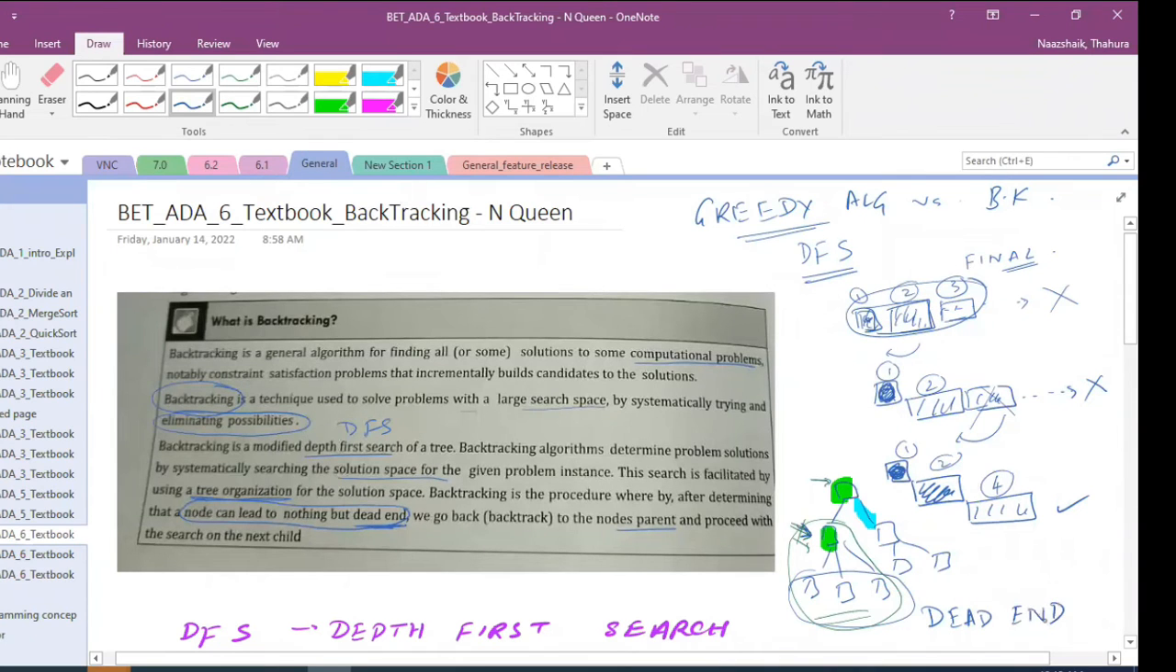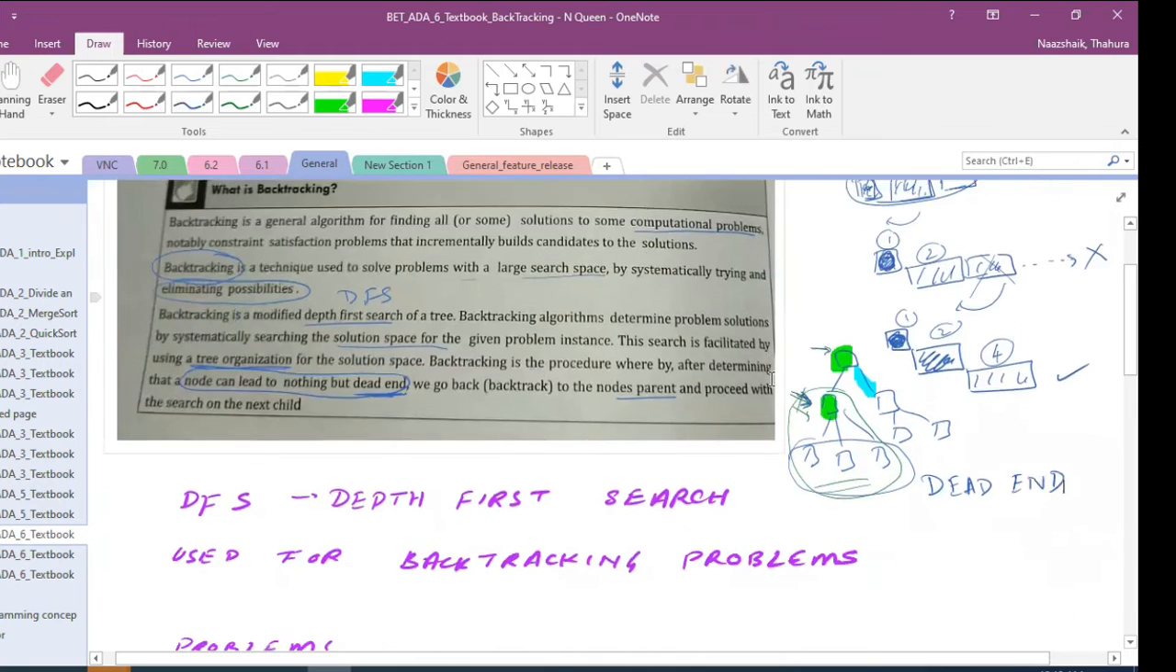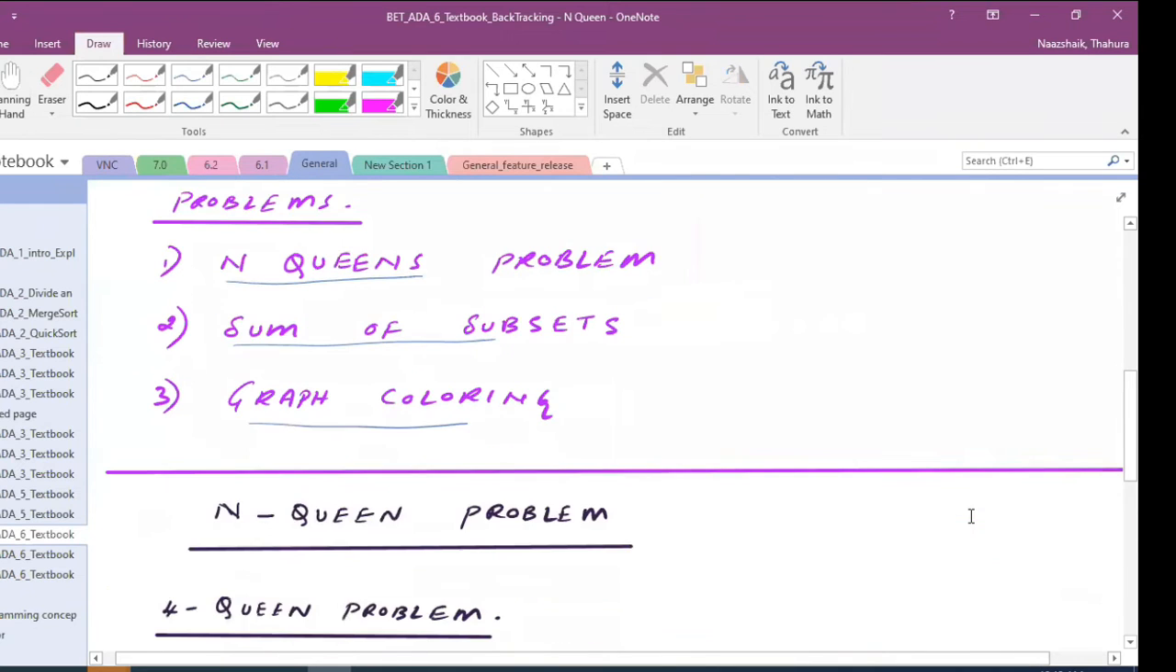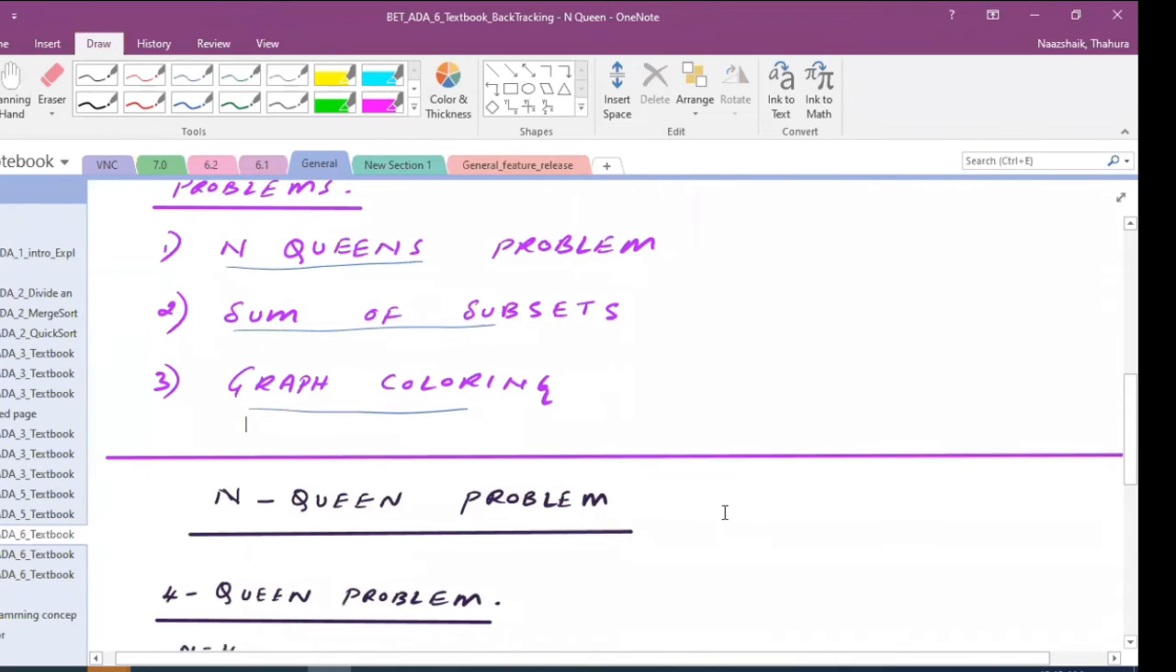Maybe if we take one example, you will understand this concept much more clearly. So what kind of problems do we have in backtracking? We have three problems: the N queens problem, the sum of subsets, and graph coloring. We'll understand what the problem is and see how arranging in a DFS manner helps solve it. So let's first understand what the N queens problem is.